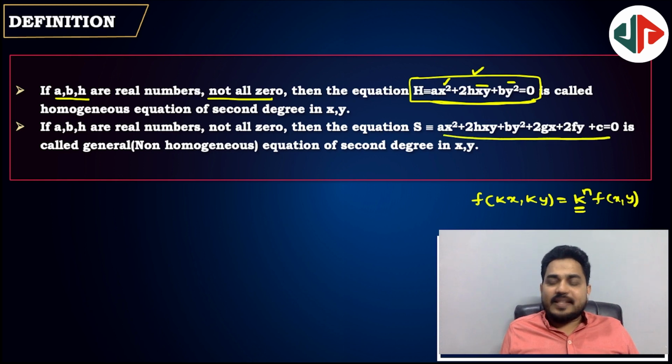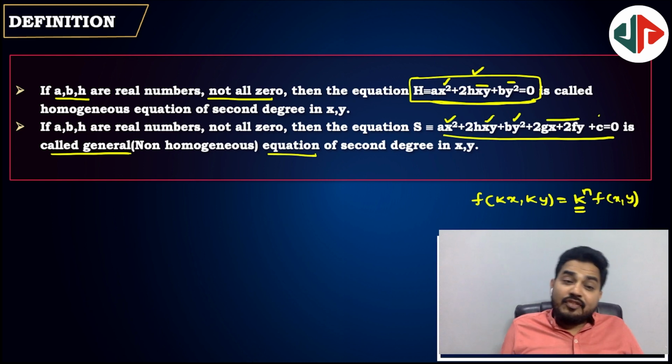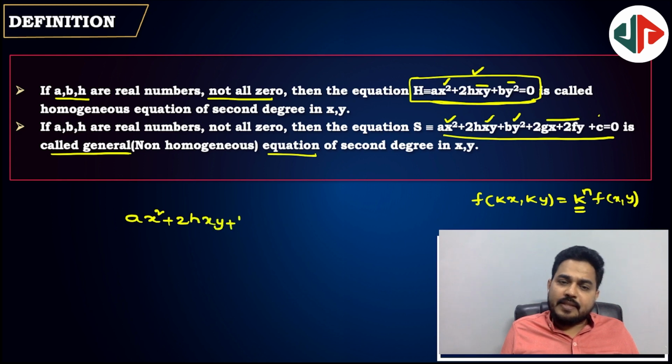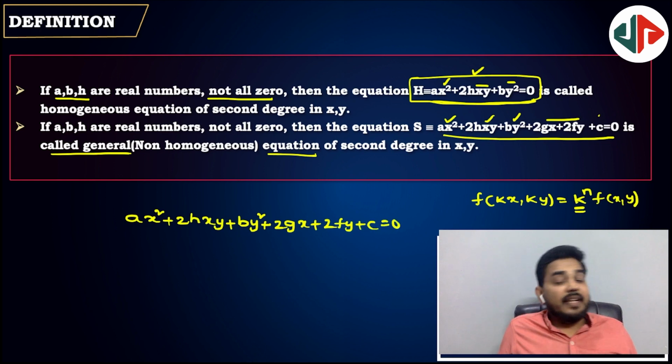And this is a general second degree equation. It's not homogeneous because although this is second degree, here second degree, here second degree, these two terms are linear, not second degree. So ax square plus 2hxy plus by square plus 2gx plus 2fy plus c is equal to 0 is a general second degree equation.